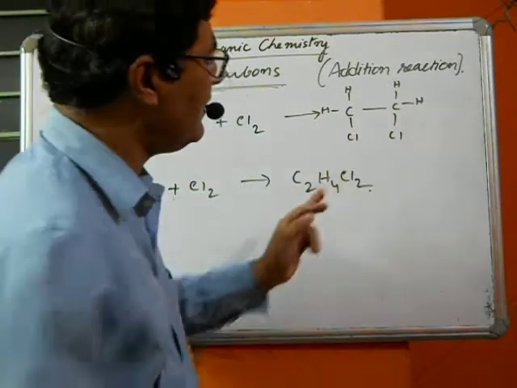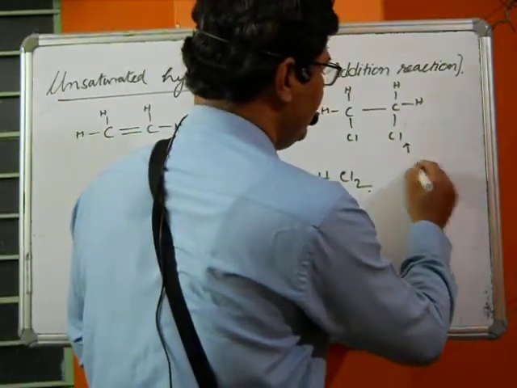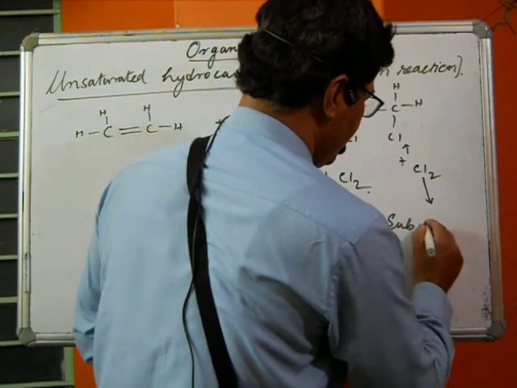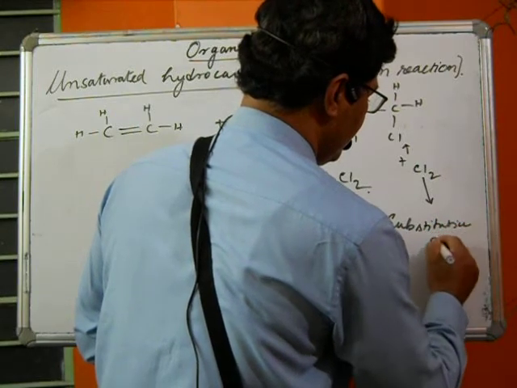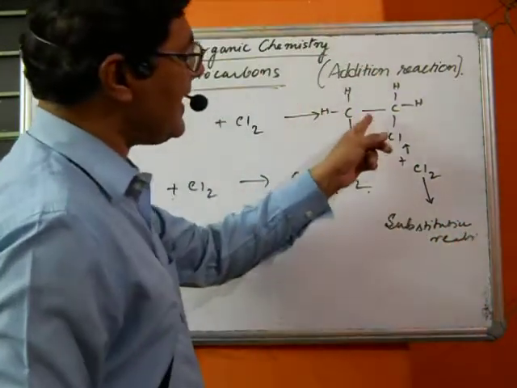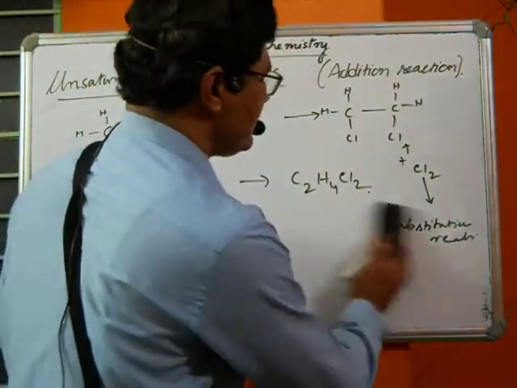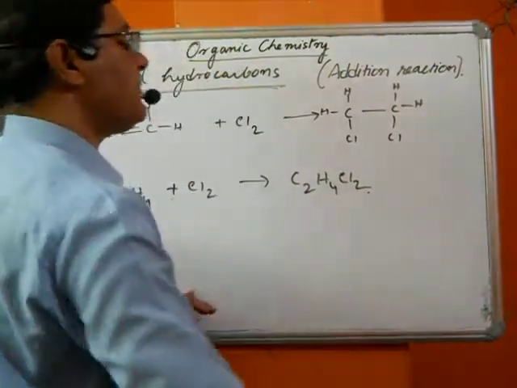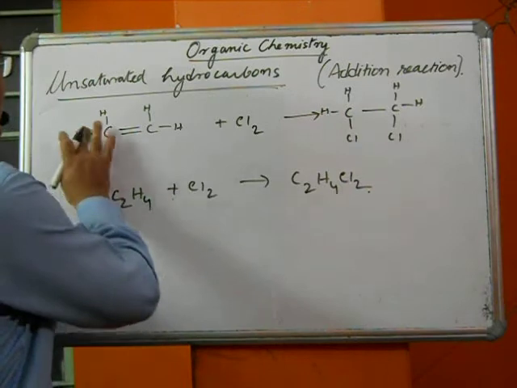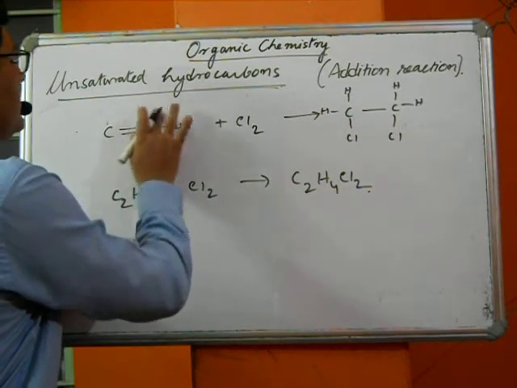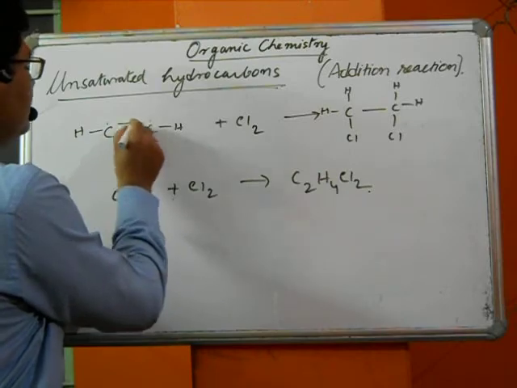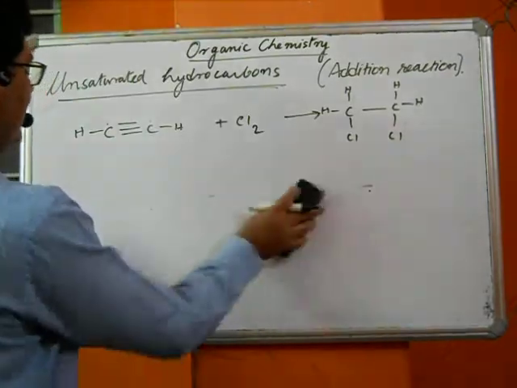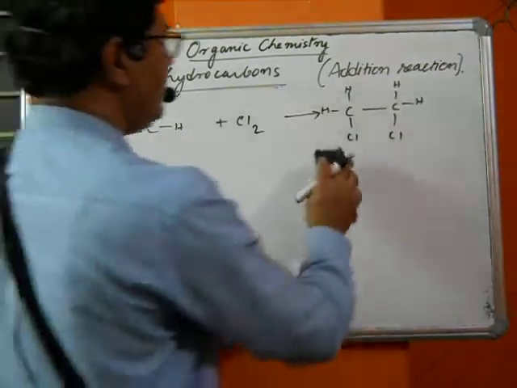Now if this one reacts with chlorine, what will they show? Substitution reaction. Now if this reacts, this will show substitution reactions. Got it? So the moment it becomes a single bonded compound, it will show substitution reaction. Even a triple bonded compound. If I talk about a triple bonded compound, suppose it is like this. Triple bonded compound. What will happen?